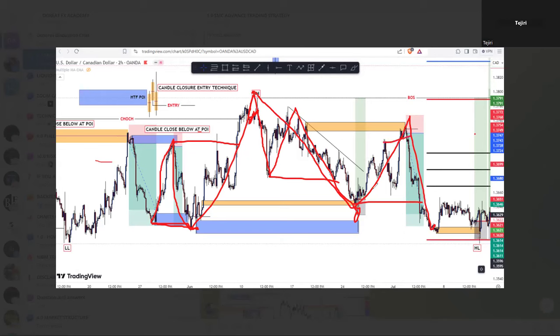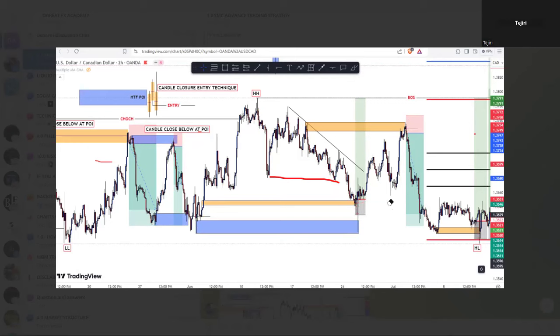See this one again. A, B, C, D. Break of structure. Always look for break of structure before your pattern. And then you have to now use Fibonacci to look at whether your C point is up to 0.382.